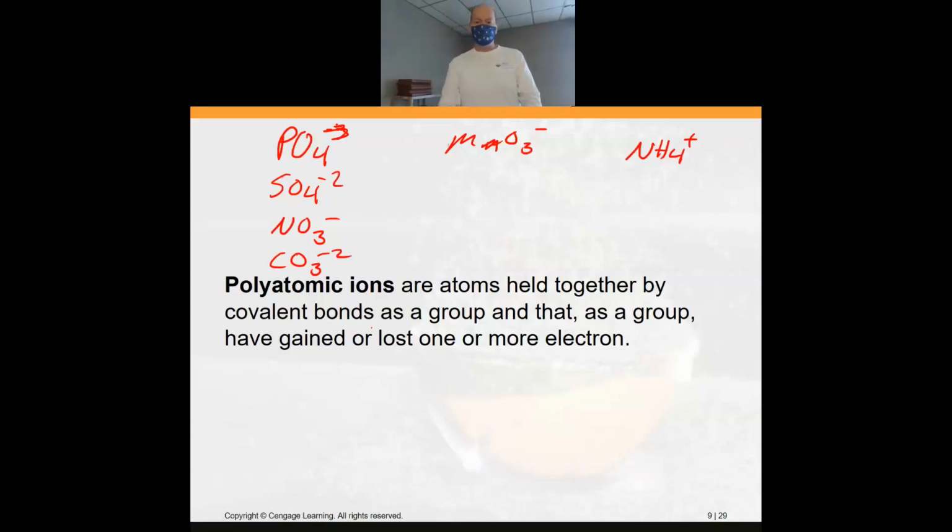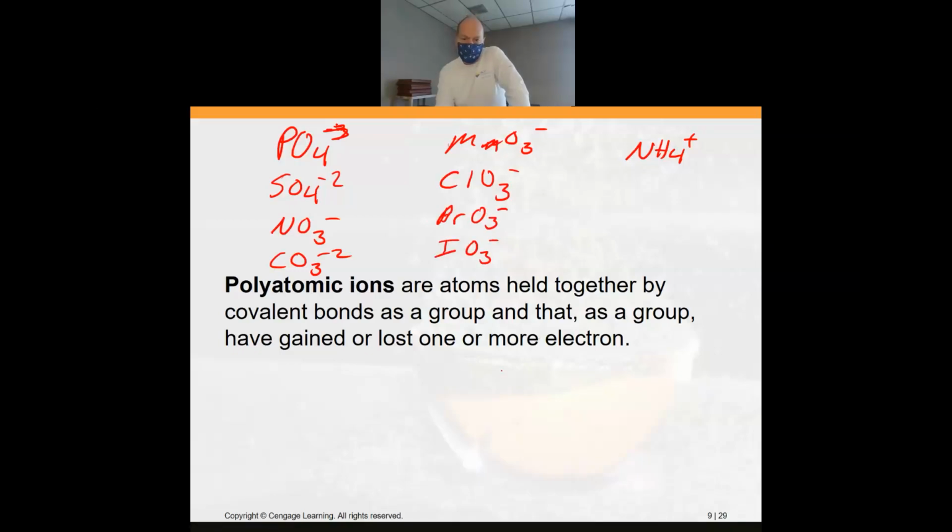All right, and so these are your polyatomic ions. There might be more that I had you. Oh yeah, there's the chlorate, ClO3 minus, bromate, BrO3 minus, your iodate, that's the IO3 minus.